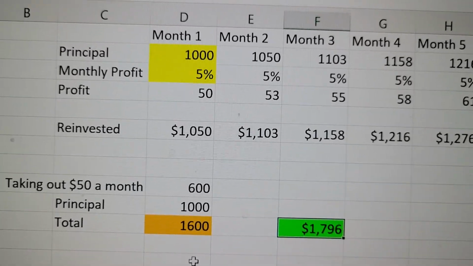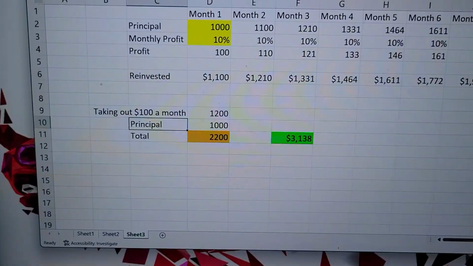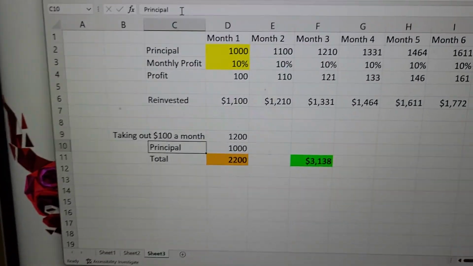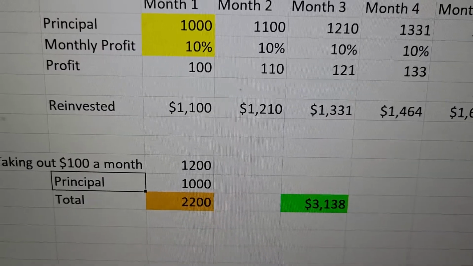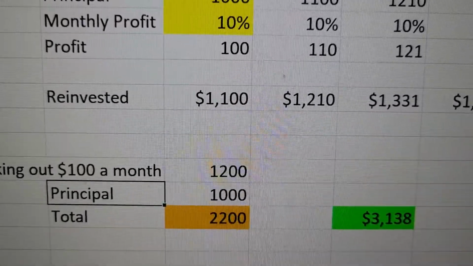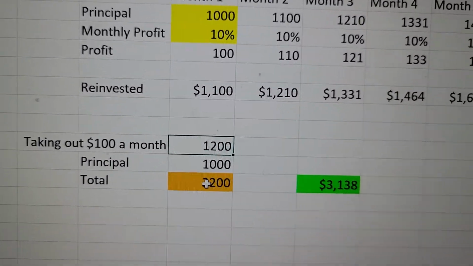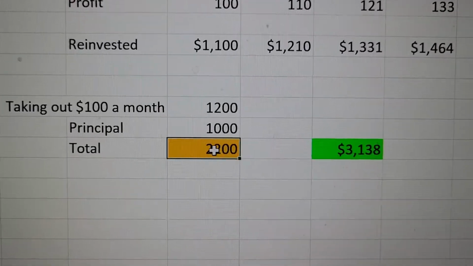But let's do some different numbers. Let's say we have better results than 5%. Hold on one second. Okay, change the scenario this time. The scenario is 1,000, but we're making 10% a month. See that? Now you're making 100, and you'd have 1,100. Now, if you were to take out $100 a month, times 12 is 1,200. Your principal back is 1,000, so 2,200.